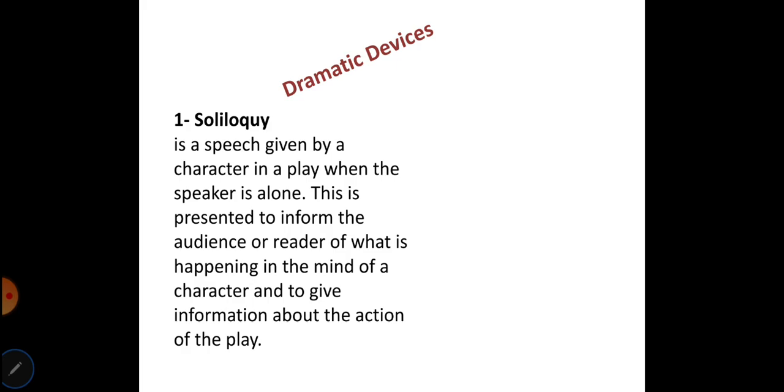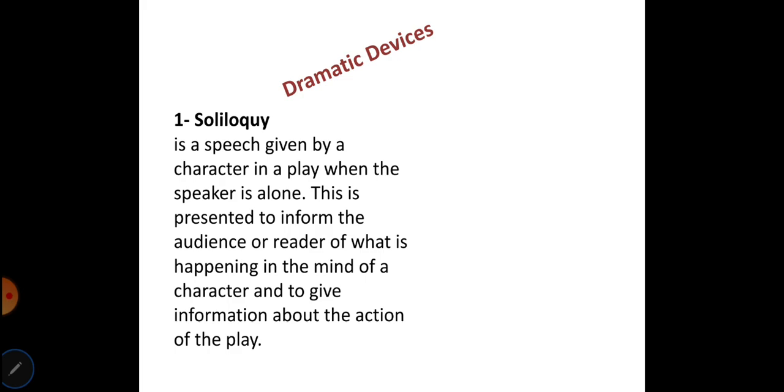Okay, so it's a speech given by a character in a play when the speaker is alone. Other actors should leave the stage for him. This is presented to inform the audience or reader of what's happening in the mind of the character. I think you still remember one of the most famous soliloquies in drama, which is Macbeth's soliloquy. Sorry, it's Hamlet's soliloquy. Hamlet says, "To be or not to be, that's the question." This is a famous soliloquy.